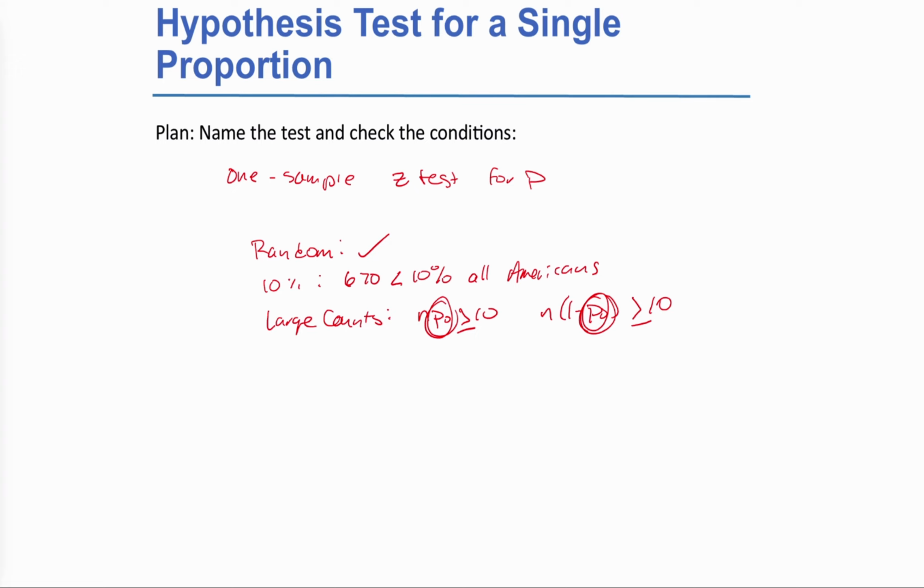So n was 670, our p0 was 0.5, that's 335, which is at least 10, and n times 1 minus 0.5, n being 670 again, is also 335, which is also at least 10. So that meets the large counts condition.